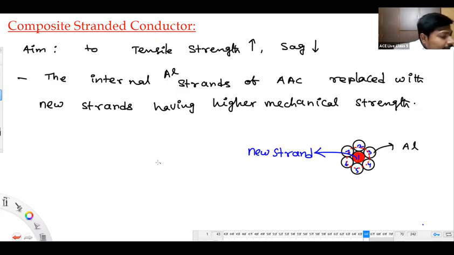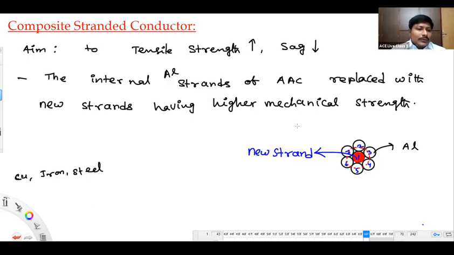Which material will we take for the new strand? Anybody? So we have various materials. Let me write them. We can go with copper, we can go with iron, we can go with steel. These are the materials we are saying now for the internal strand or new strand. Copper, iron, steel. Which one? Can we use copper?